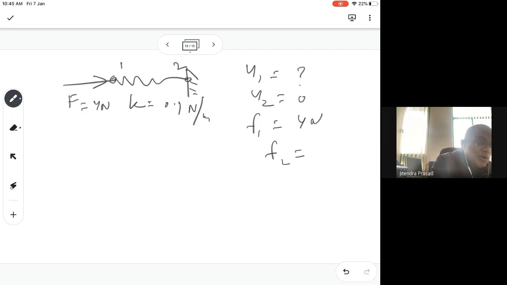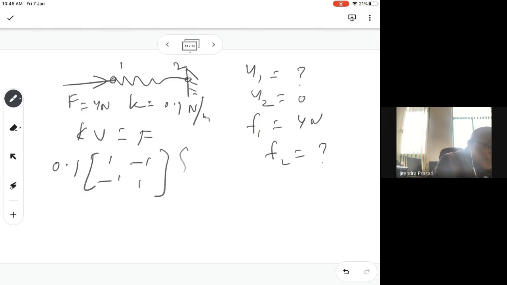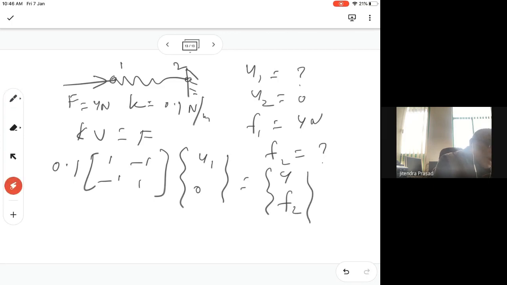F2 we don't know, because either you know displacement or force. For node number 1, we don't know displacement, but we know force. In node number 2, we know displacement because this is fixed, so U2 equal to 0, but force we don't know. That we have to find out. And you know that Ku equal to F. So K here is this K. So 0.1 multiplied by the matrix 1, minus 1, minus 1, 1, multiplied by U. U is U1, U2. So U1, 0 is equal to F1 is 4 and F2 is F2. We don't know what the value is. Now, what do we do now?